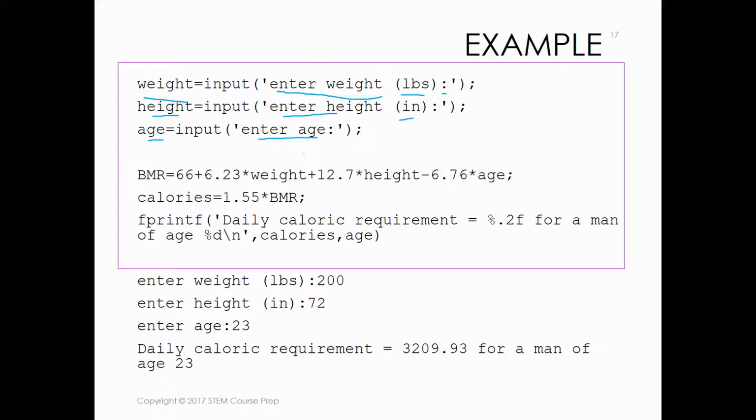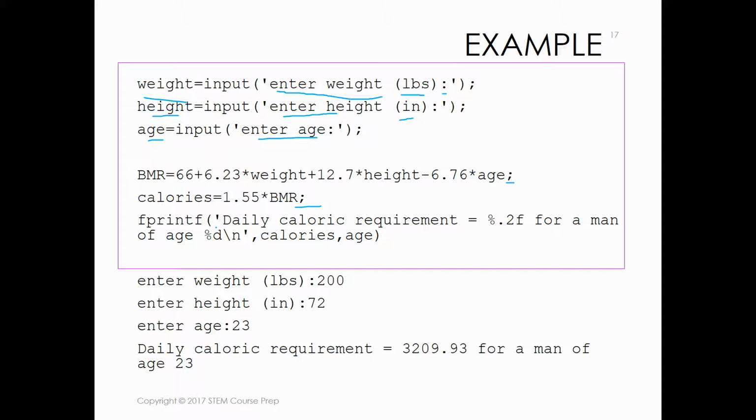Okay, so you're going to collect all of your data. Whatever they input gets stored in these variable names. And then we come up with our expression for BMR. All right, so this expression matches the equation found on the last slide. All right, so we got our expression ready, and then calories for the man, it's going to be 1.55 times your BMR. Okay. Notice I've got these semicolons here because I don't want all this information displayed. I just want to see the formatted statement.